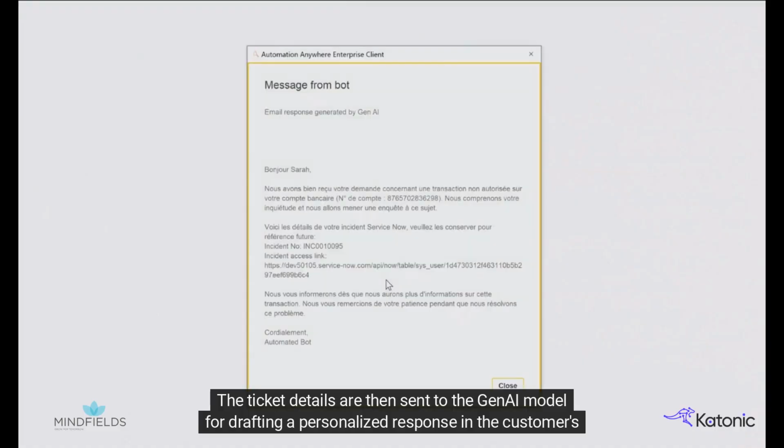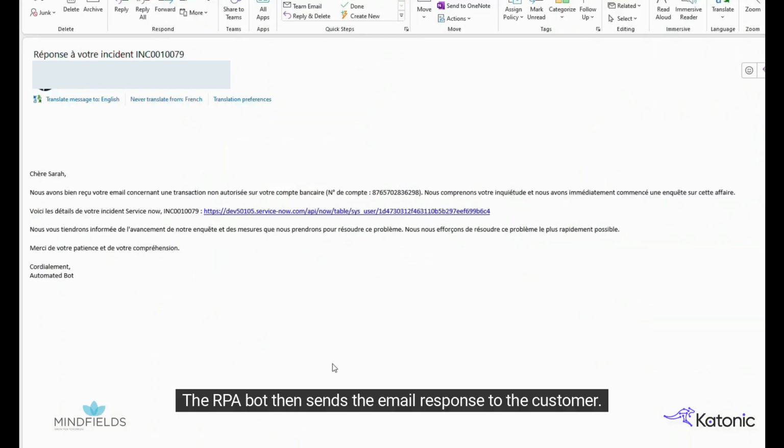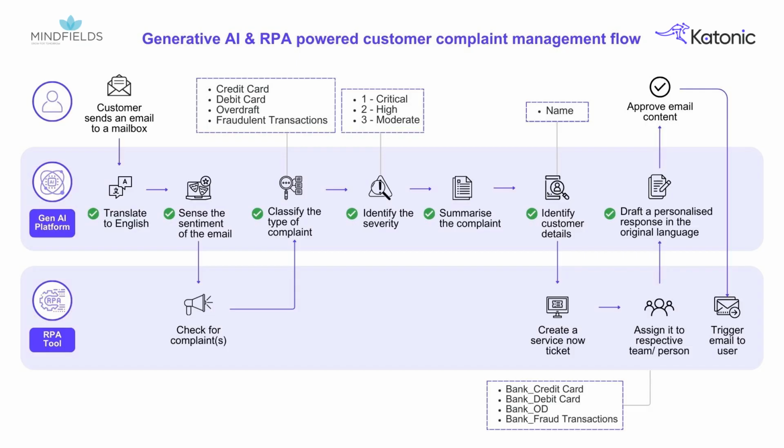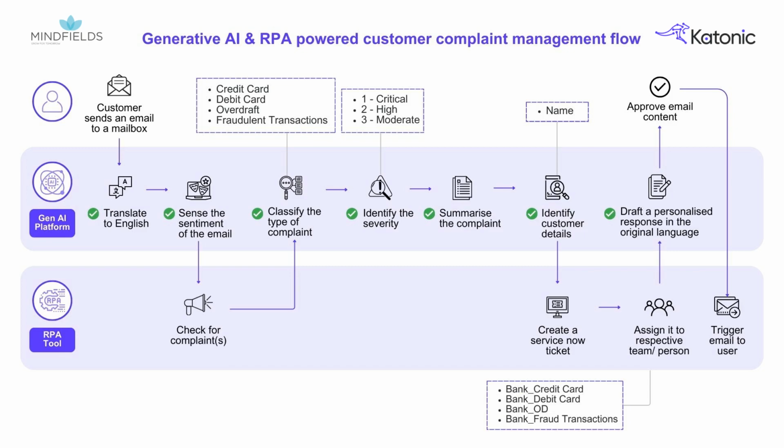The ticket details are then sent to the Gen AI model for drafting a personalized response in the customer's language. The RPA bot then sends the email response to the customer. With that, we complete our last step. Let's move on to the second email in Mandarin.